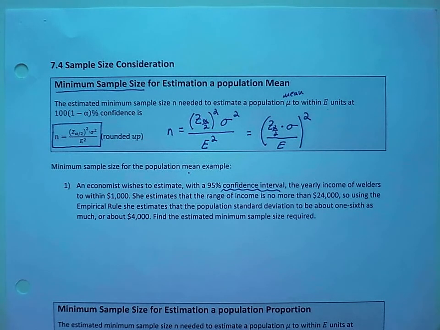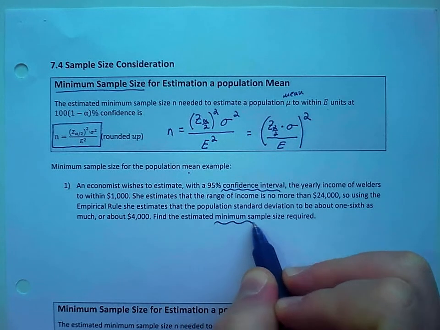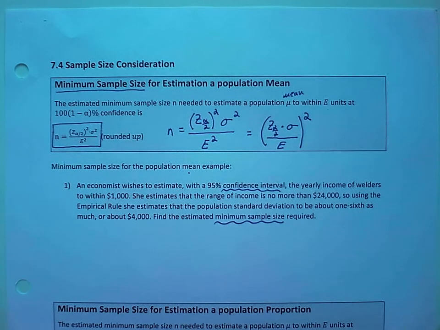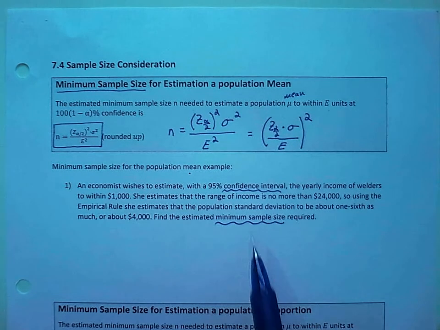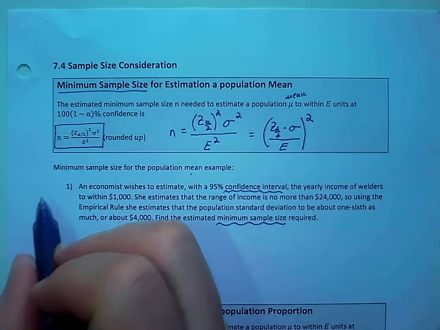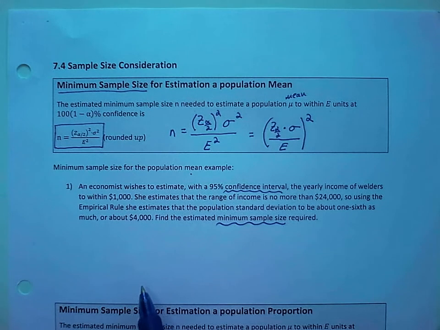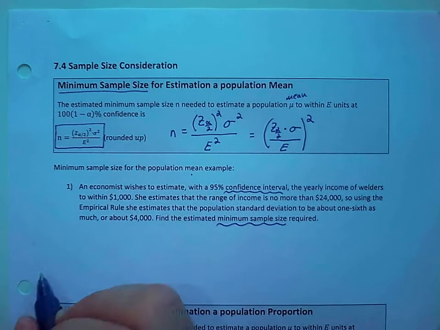But now we're going to do this slightly different. And the reason why we're going to start this problem off slightly different is because it's asking us to estimate the minimum sample size. So this is a slightly different Chapter 7 type question in that it's asking us to estimate the sample size. So whenever it asks us to estimate the sample size, we're going to instead start off with this formula, again, as long as we're dealing with the mean.